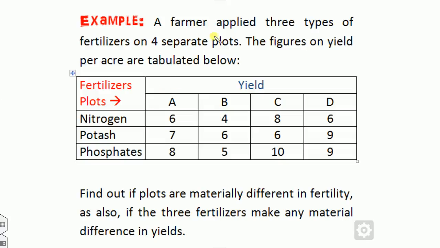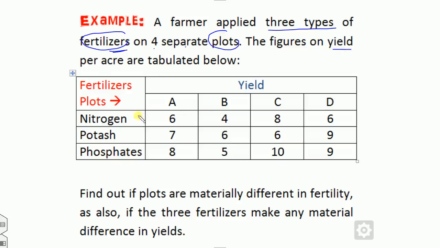Consider that a farmer applies 3 types of fertilizers on 4 separate plots. Look at that, there are 2 factors: one is the fertilizers, second is the plots. So it is a two-way ANOVA, provided the number of observations in each row and each column remains the same. The figures on the yields per acre are tabulated here.